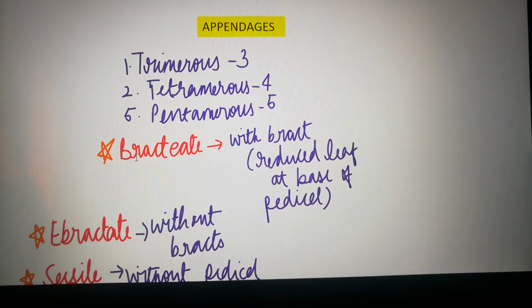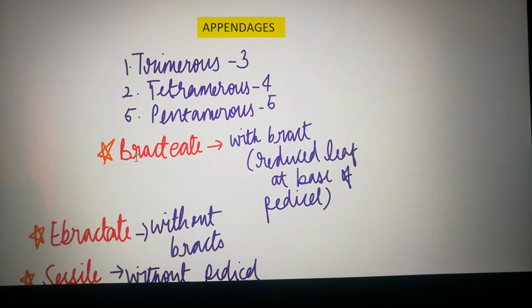The second part of mnemonics for morphology of flowering plants chapter. So the other way flowers are classified is based on the appendages. They may be trimerous, tetramerous or pentamerous based on the number of floral appendages, that is 3, 4, 5 respectively.